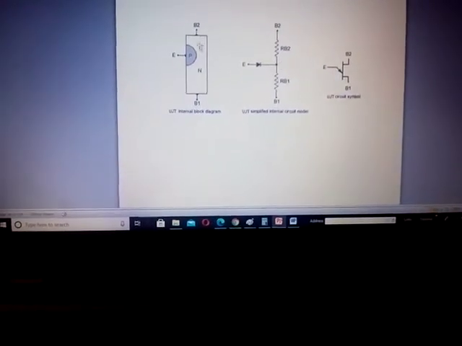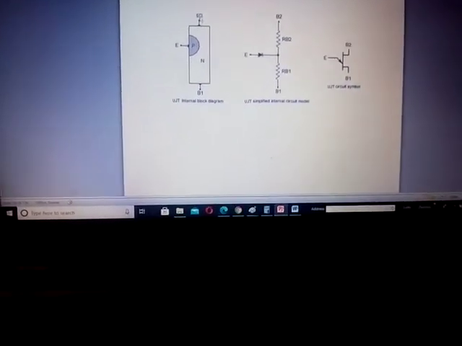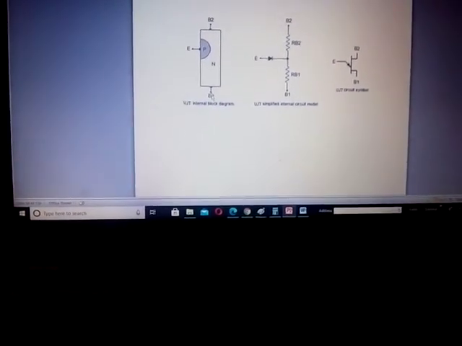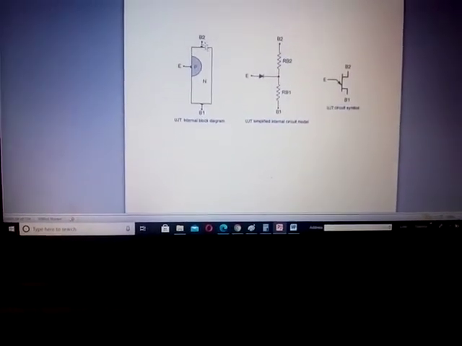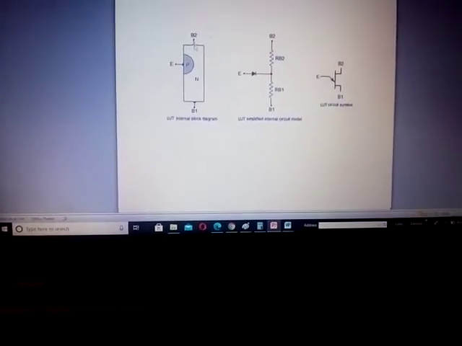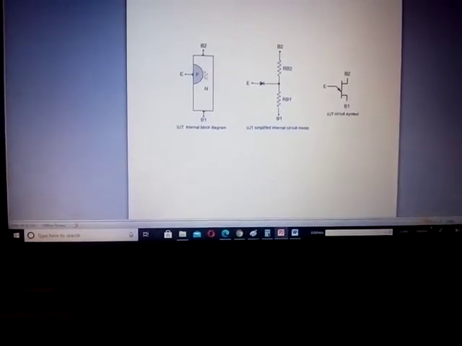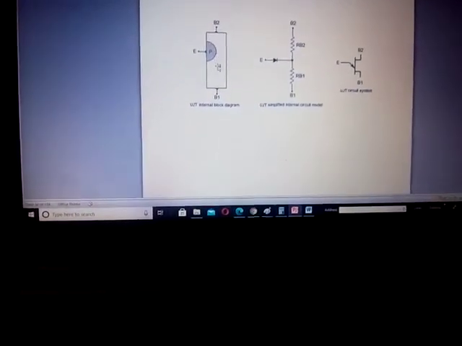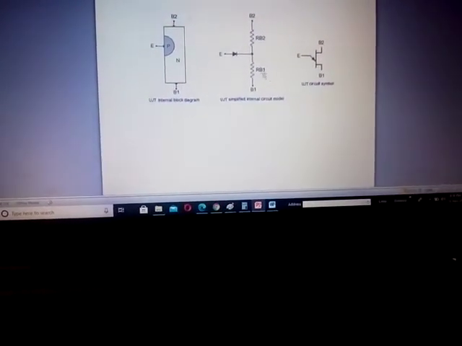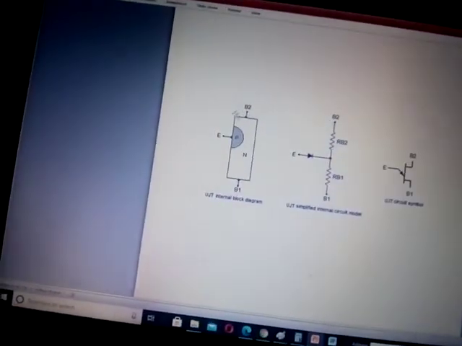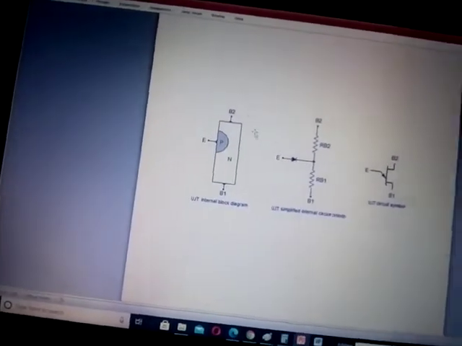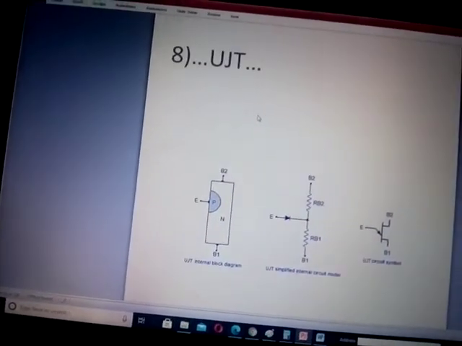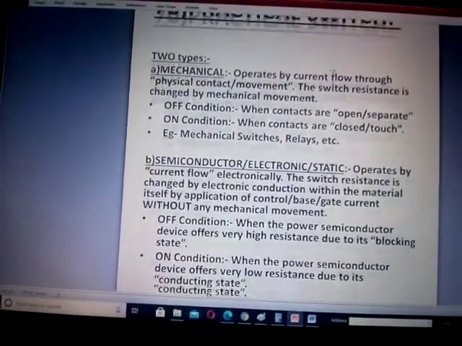RB means the base resistance from terminal B2 to B1. That is split into two: RB2 from here to here, say, and from here to here RB1. So RB1 plus RB2 will be equal to RBB or RB1B2, however you may say.